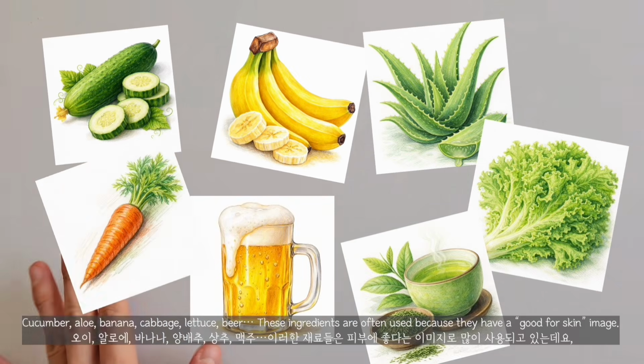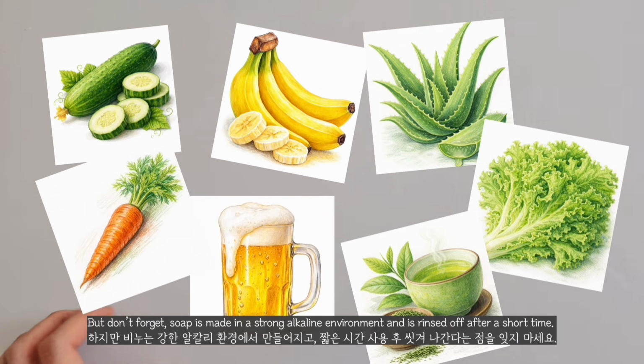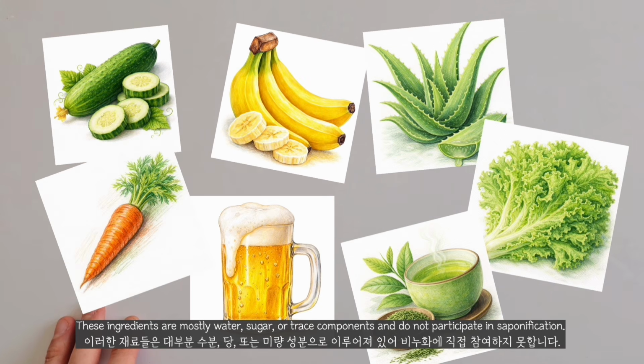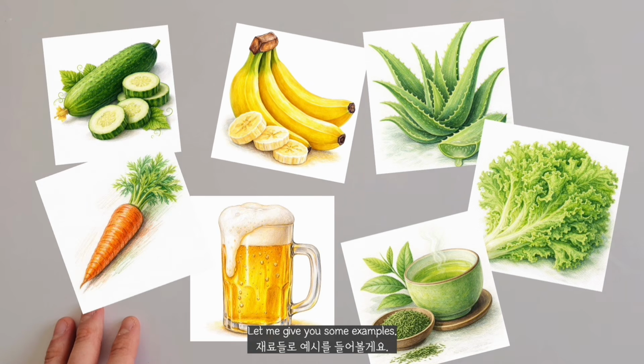But don't forget, soap is made in a strong alkaline environment and is rinsed off after a short time. In fact, during the soap making process, most plant ingredients are changed or broken down. These ingredients are mostly water, sugar, or trace components and do not participate in saponification. Let me give you some examples.